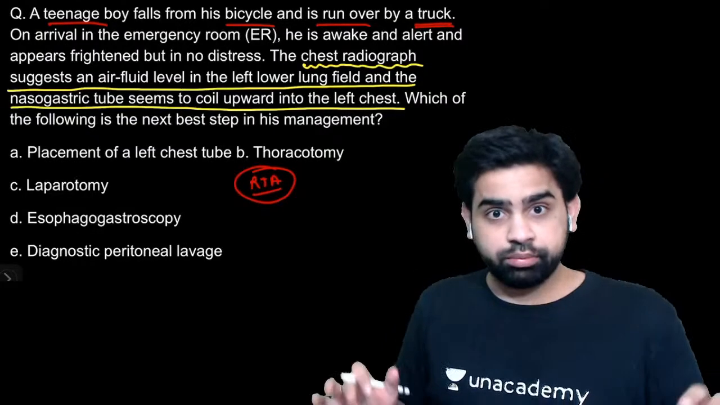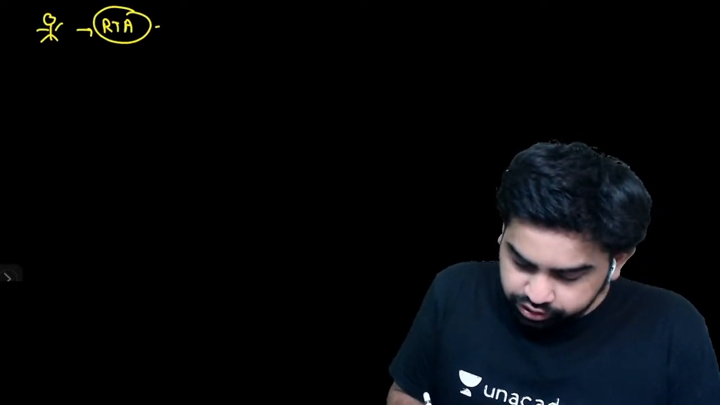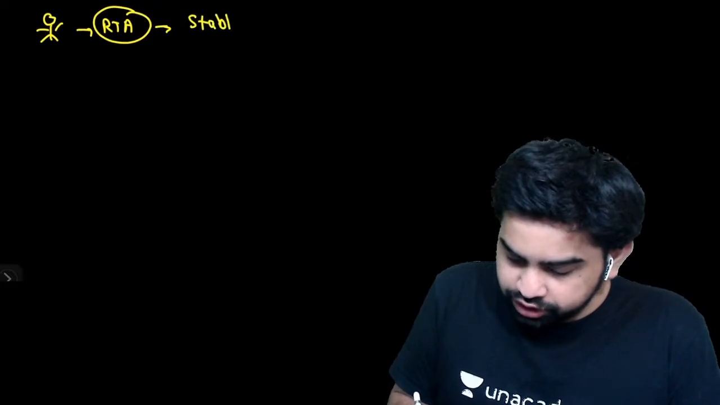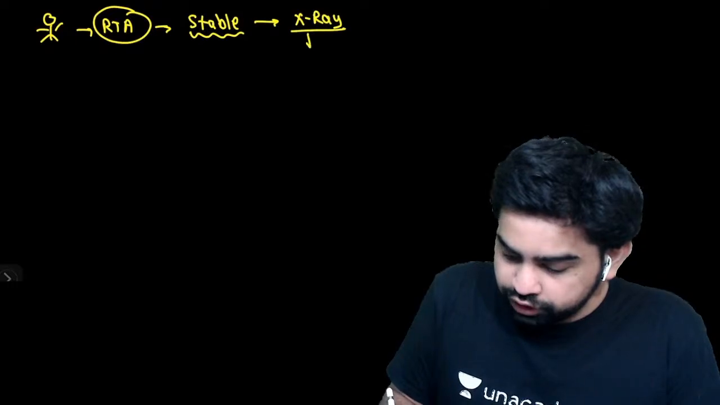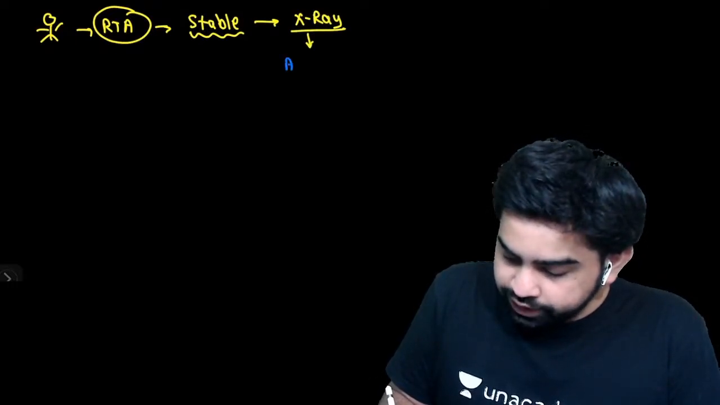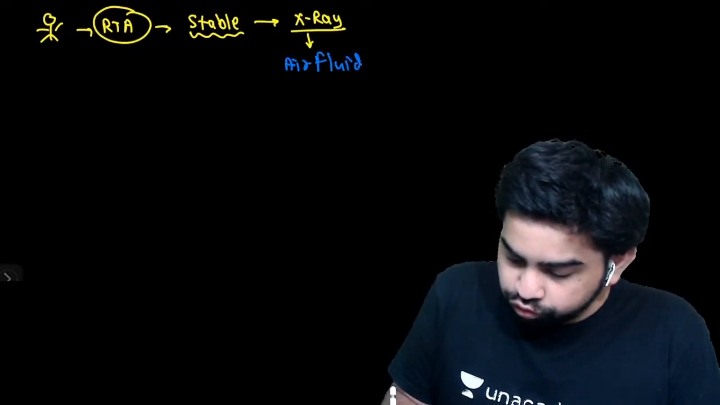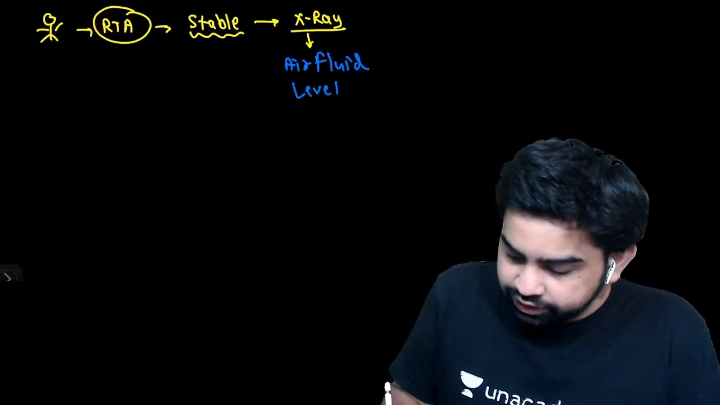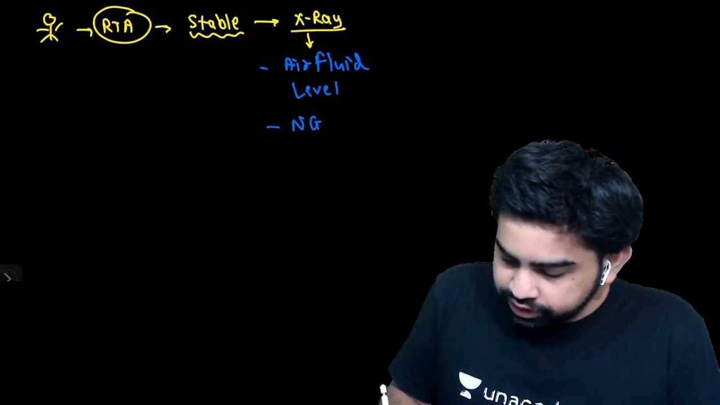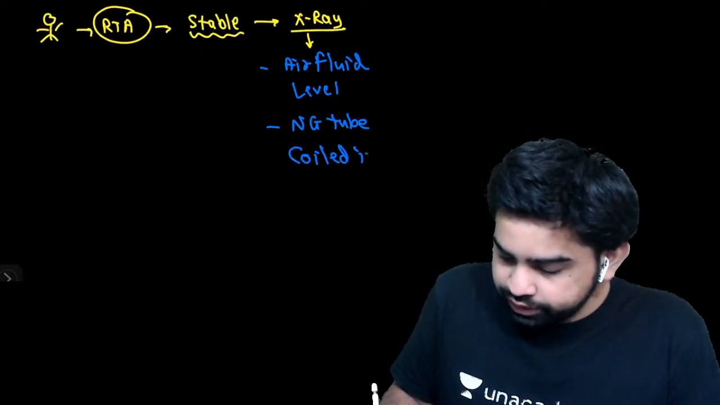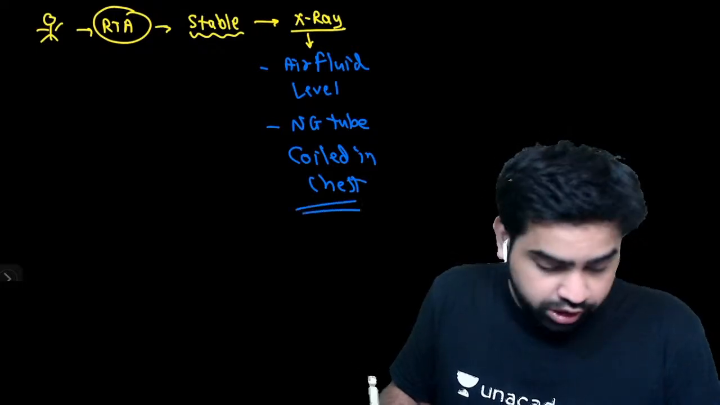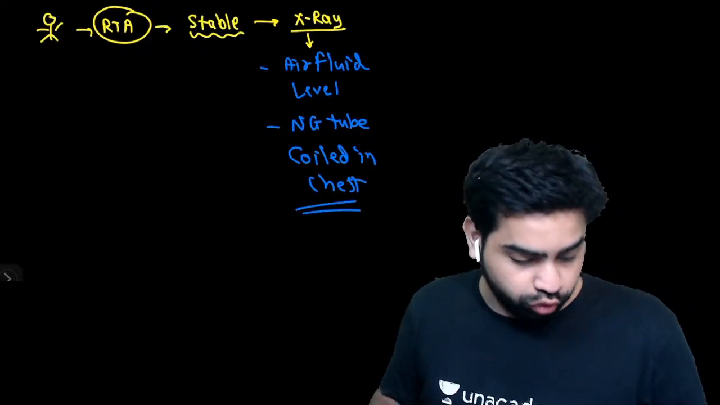So here, I'll just summarize everything for you guys. We have a patient who is coming to you after a road traffic accident. The patient is more or less stable. And when you performed an X-ray in this patient, what did you find? You found that there was an air fluid level, and another thing was that the nasogastric tube had coiled in the chest.